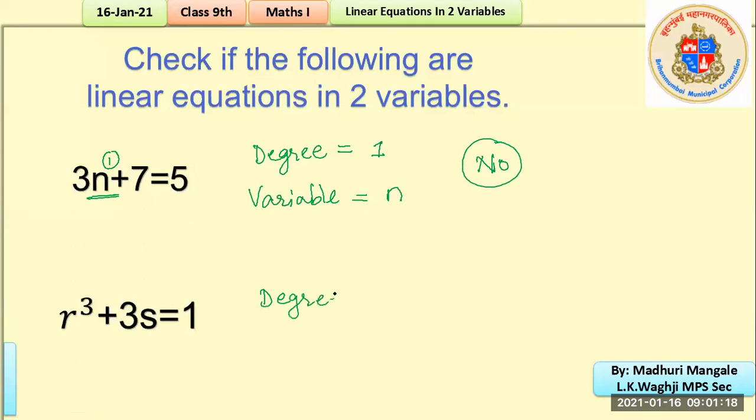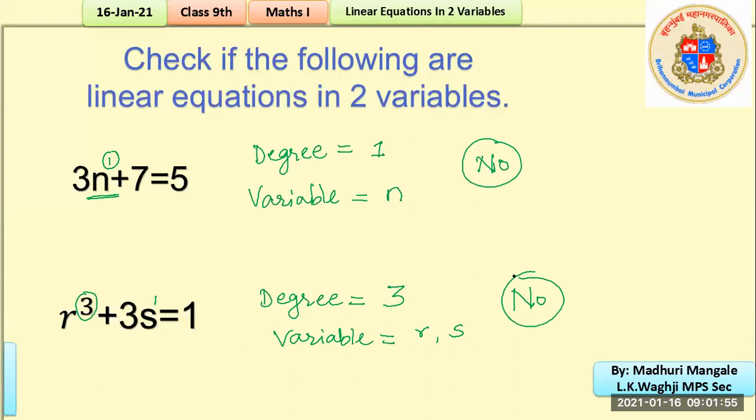Check the degree and check the variables. We need the degree to be 1 and the variables to be 2. We see the degree for s is 1 and the degree of r is 3. So the degree of this equation is 3. And how many variables? R and S, there are two variables, but the degree should be 1. So this is not a linear equation in two variables.